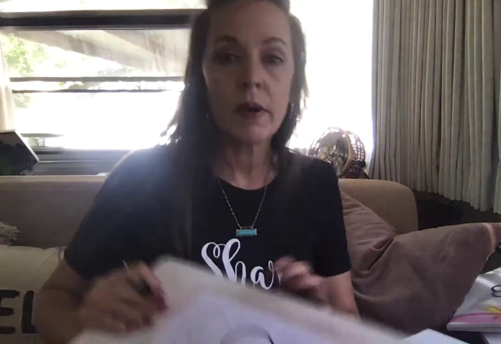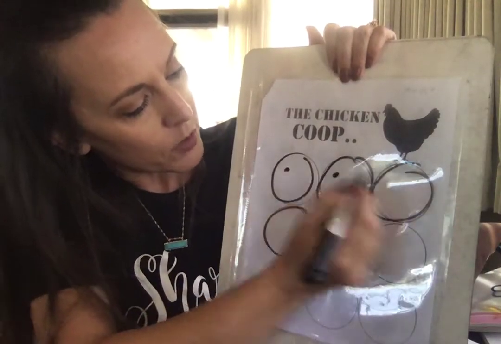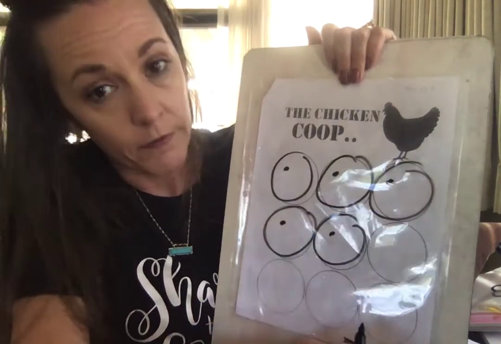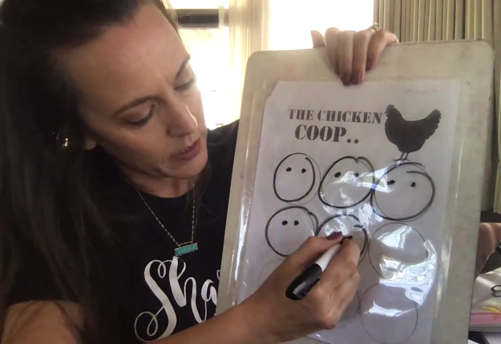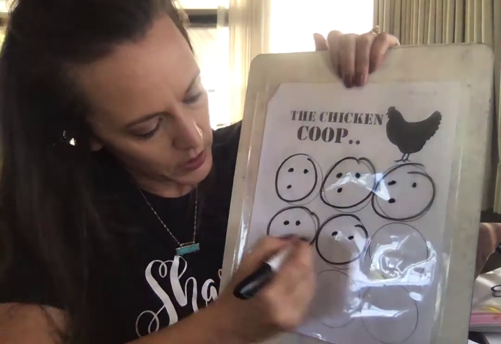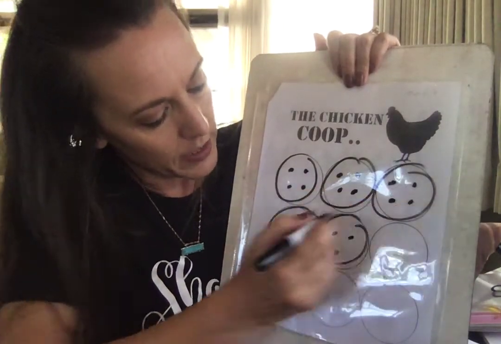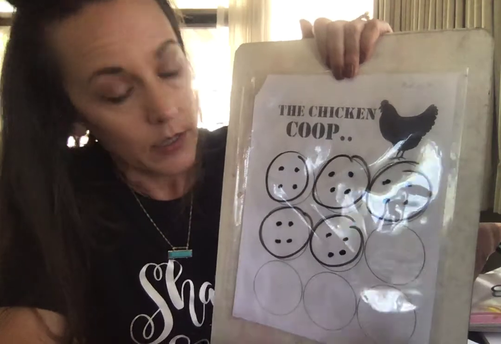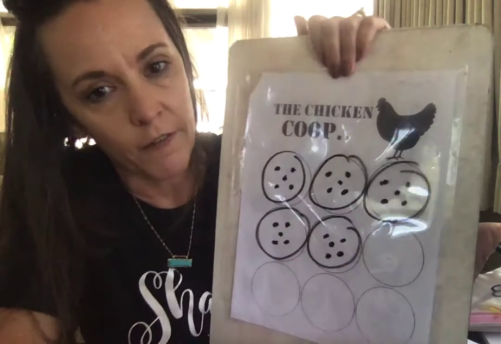So I've got 25 chickens divided into 5 coops. So I'm thinking about 5 coops. Not going to worry about the rest, just 5. And I'm going to count 25. 1, 2, 3, 4, 5. I need to keep going to get to 25. 6, 7, 8, 9, 10. Have to keep going. 11, 12, 13, 14, 15. Still got to keep counting. 16, 17, 18, 19, 20. Keep going. 21, 22, 23, 24, 25.